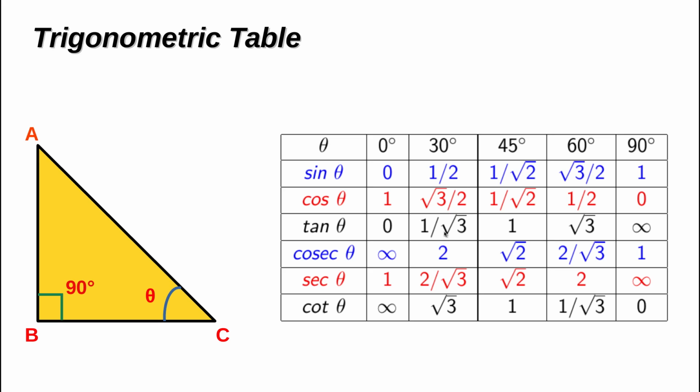degree value is 1 divided by 1 by root 3, which is root 3, and cot 45 degree value is 1 divided by 1, which is 1, and cot 60 degree value is 1 divided by root 3, which is 1 by root 3, and cot 90 degree value is 1 by infinity, which is 0.